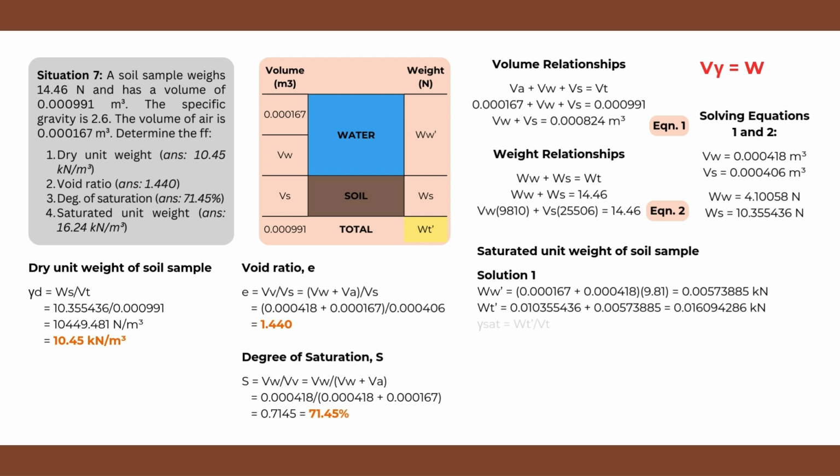So, i-divide lang natin siya sa total volume para makuha yung saturated unit weight. Doing so, we will arrive at a value of 16.24 kilonewtons per cubic meter.